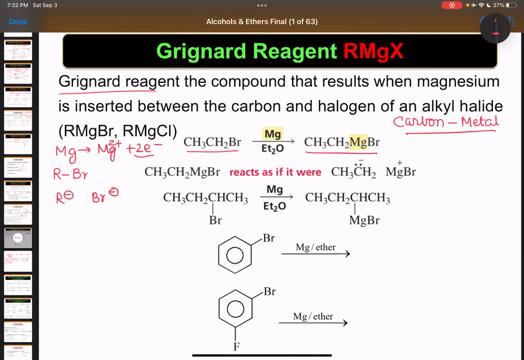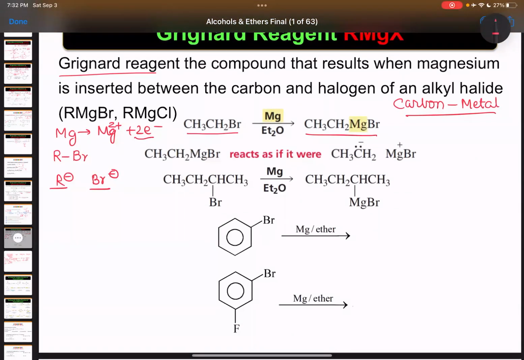That we know because Br is electronegative, so it takes away the electron pair and R will have a plus charge. But now you have 2 more electrons given by the magnesium, which go and get added to R plus, and that gives you R minus. So R minus, Br minus, and Mg2+. All three of them club together, and what you get is RMgBr. So, a carbon-magnesium bond.